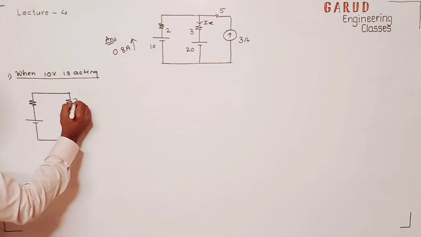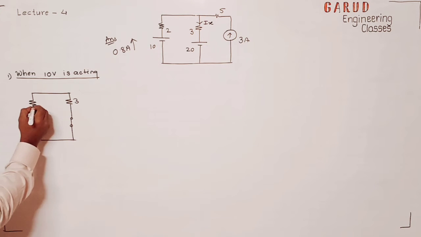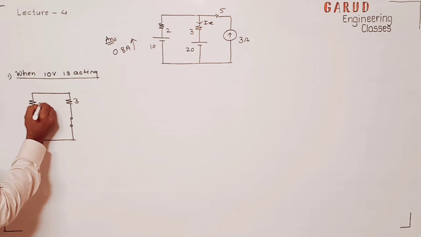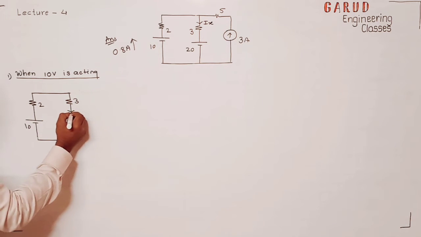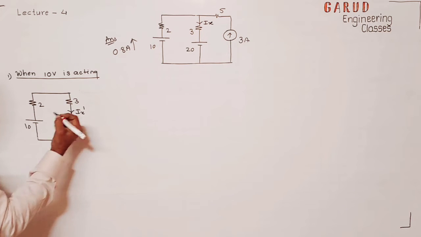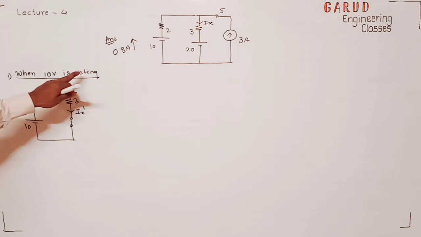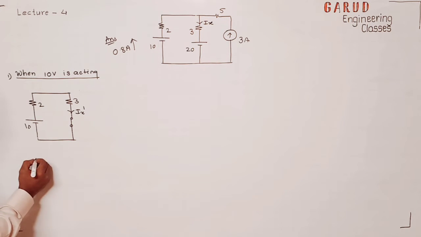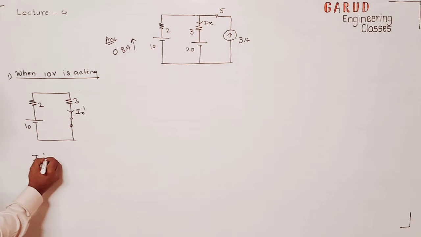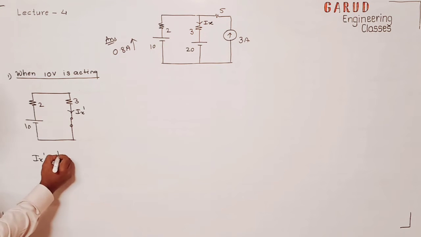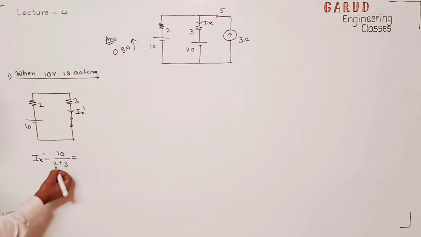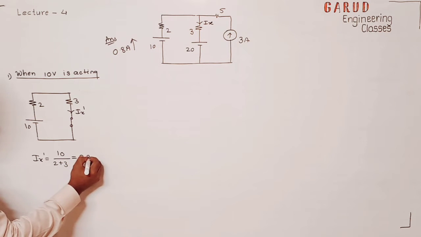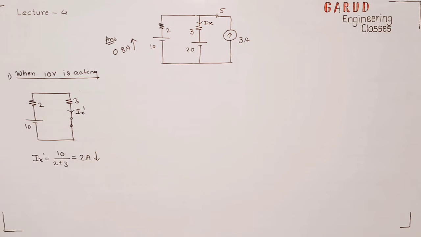This is 3, this is 10 and 2. Now I have to calculate Ix dash. When the 10 volt is acting alone, it's a simple circuit. So Ix dash equals voltage divided by resistance, that is equal to 2 amperes this way.